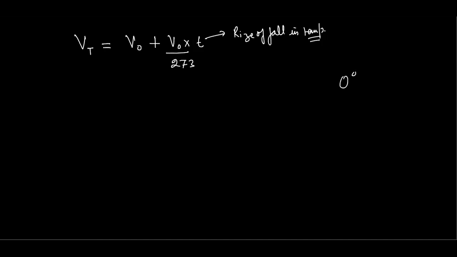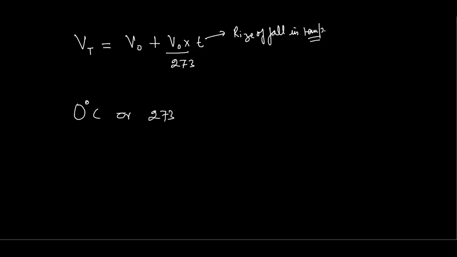So if we consider the gas at 0 Kelvin, meaning we have taken the gas to 0 Kelvin temperature, then what would be the volume of the gas? We are just measuring this parameter, starting from 0 degree Celsius or 273 Kelvin.